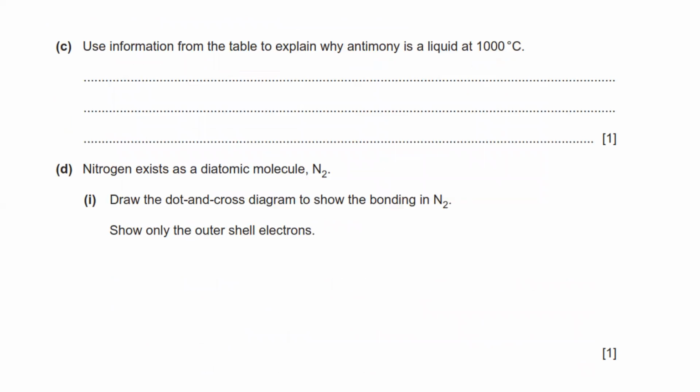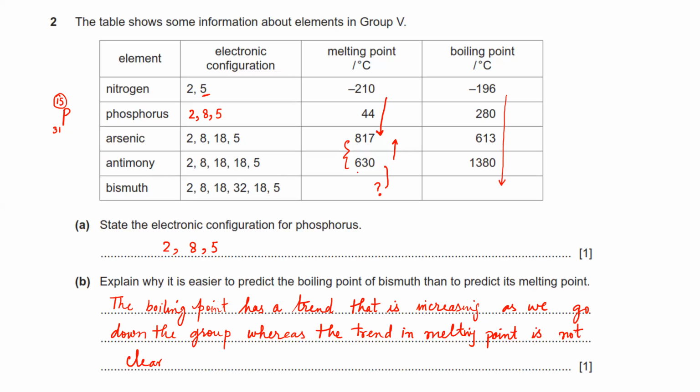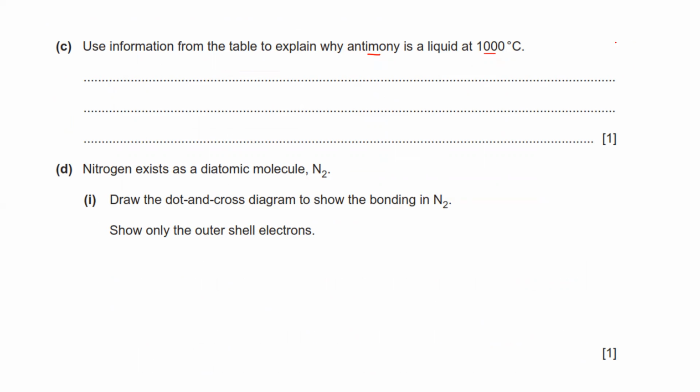So moving ahead, it says use the information from the table, explain why antimony is liquid at 1000 degrees. So with antimony, we can see that it is 630 and 1380. If we are going to draw a chart, let's say I'm drawing a chart over here. So this is the increasing temperature. This is 630 degrees centigrade. This is 1380 degrees centigrade. So this thing is gas. This is its boiling point. This is the melting point. So this is solid over here. So why is antimony liquid?